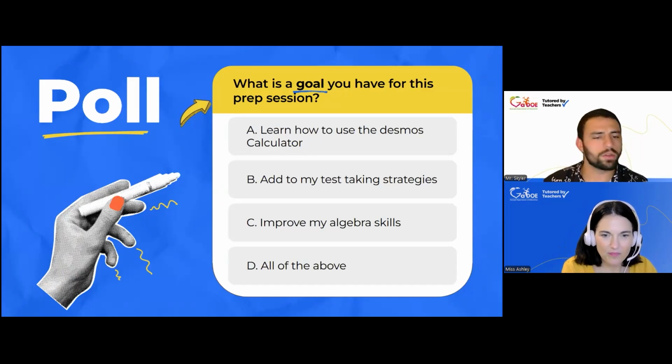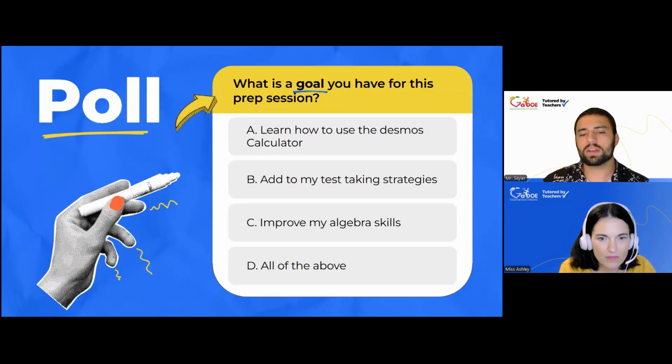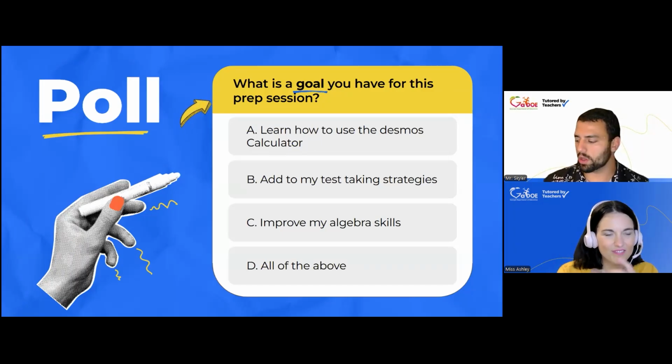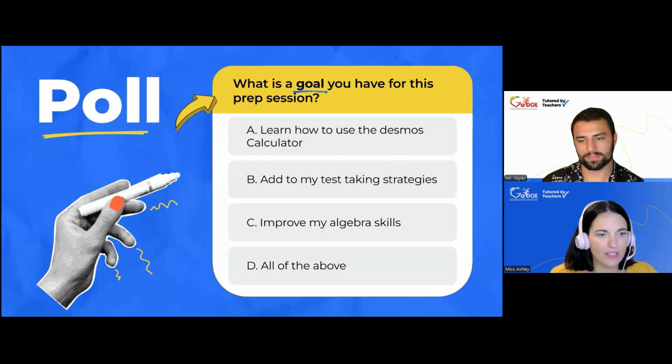Maybe you want to learn how to use the Desmos calculator. Maybe you want to add to your test taking strategies. Do you want to improve your algebra skills? Or maybe we are in all of the above. Yes, so I've got 56% all of the above, and I've got 25% add to my SAT test taking strategies.